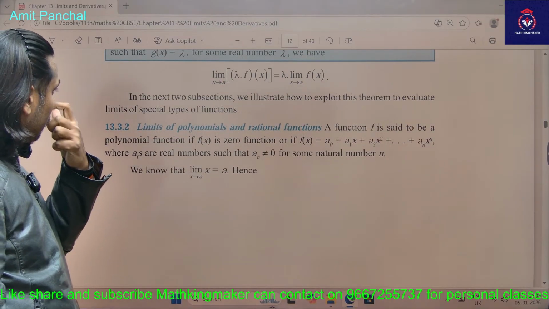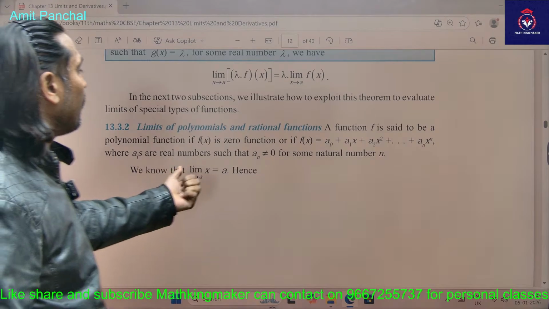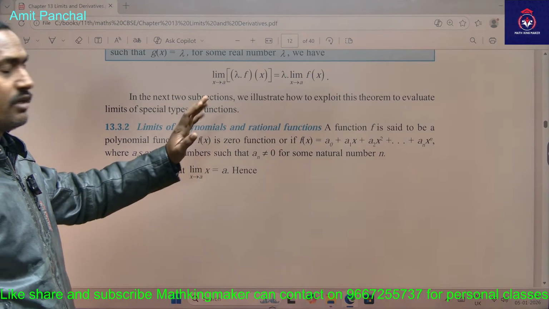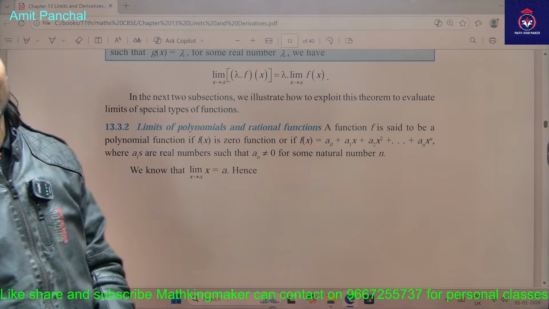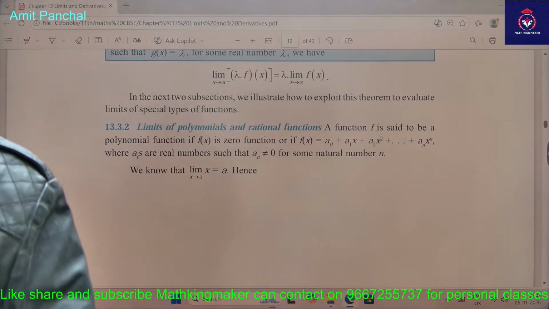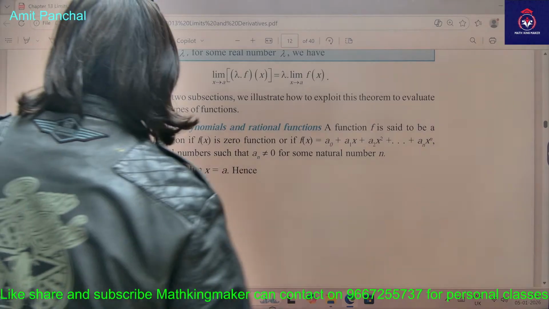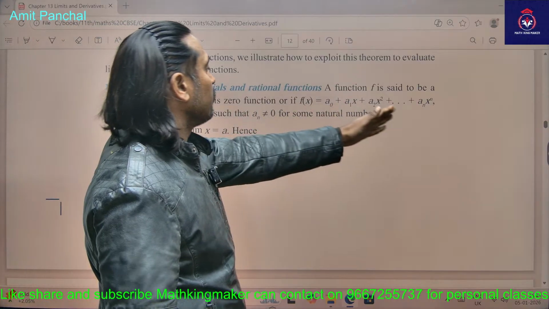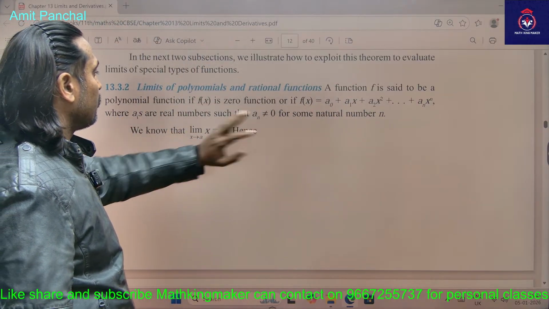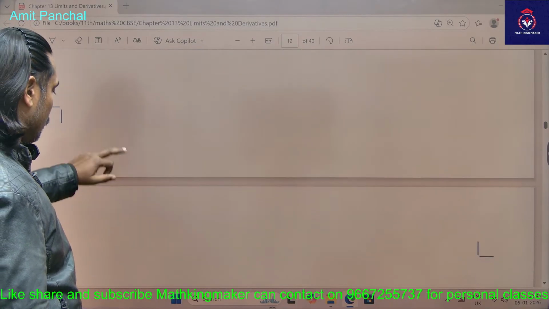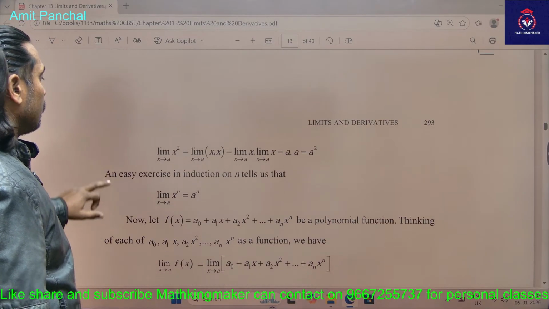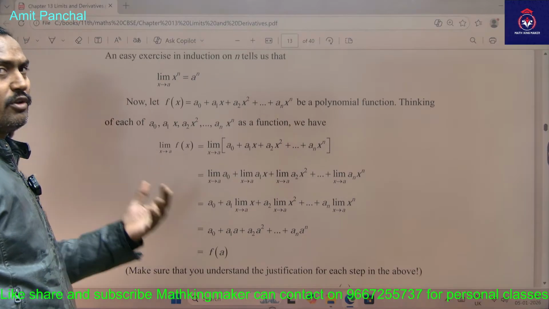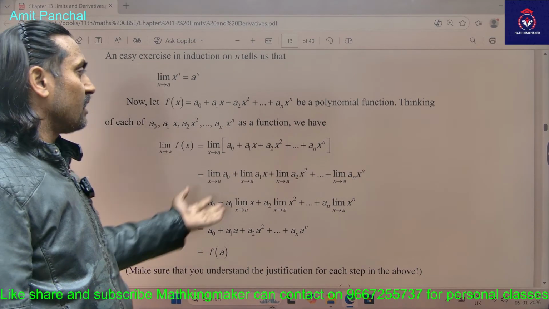So now limit of polynomial and rational functions. Limit of polynomials and rational functions we will do that. So always, if you want to find limit of polynomials, then it always exists. Limit of polynomial is always existing. We'll see that. So polynomial function, let us say you have a polynomial function like this, where a is a real number. So basically in case of polynomial, we just have to replace x as the limiting value.